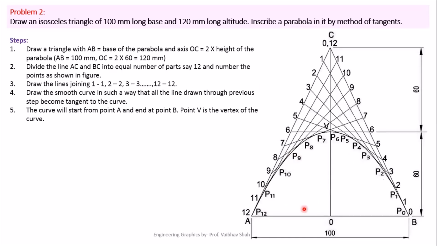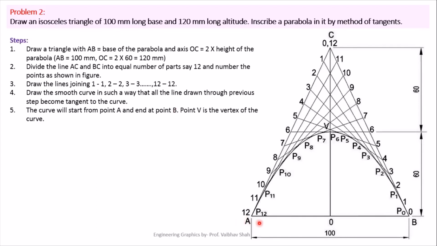Let us see one more example. Draw an isosceles triangle of 100 mm long base and 120 mm long altitude. Inscribe a parabola in it by the method of tangents. So once again we have to use the tangent method to draw a parabola, and here once again the isosceles triangle dimensions are given, 100 mm and 120 mm long. So here once again this is not the altitude of your parabola, but this is the altitude of your isosceles triangle. So let us draw the isosceles triangle first.